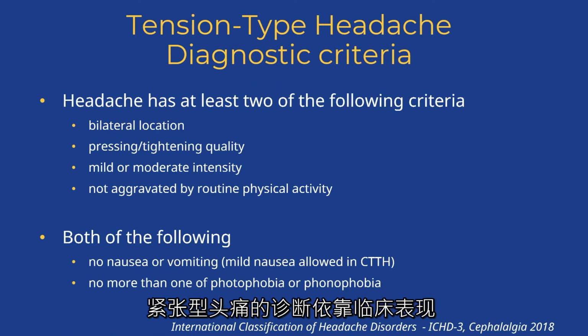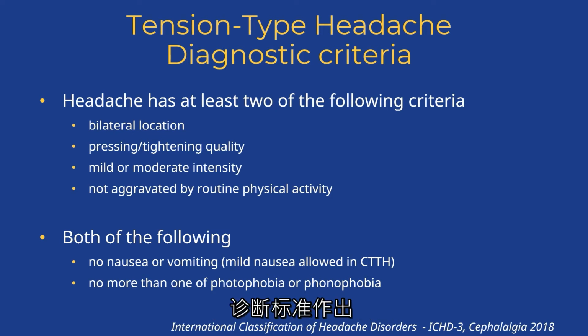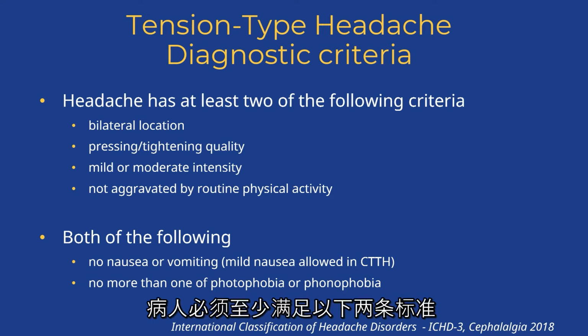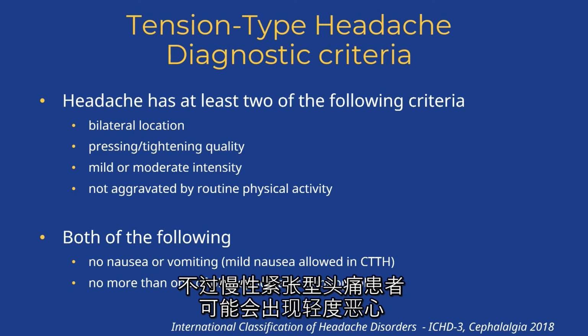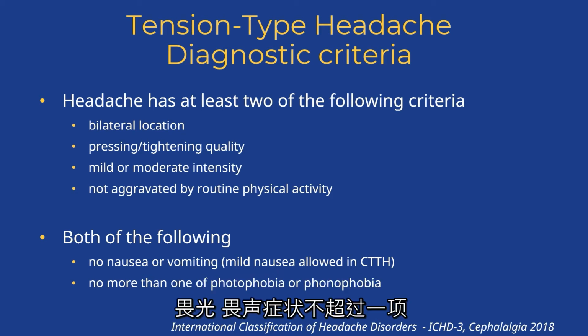Diagnosis of tension type headache is clinical and based on diagnostic criteria of the International Headache Society. To have diagnosis of tension type headache, the patient must have at least 2 of the following criteria: bilateral location, pressing quality, mild to moderate intensity, or no aggravation of headache with physical activities. In addition, both of the following should be present: no nausea or vomiting, although mild nausea is allowed in chronic tension type headache, and no more than one of photophobia or phonophobia.